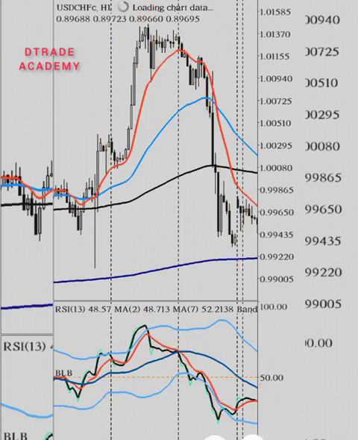So take a look at the neckline. This neckline has been taken out by this shifting candle. So when price comes to test the order block, we sell.